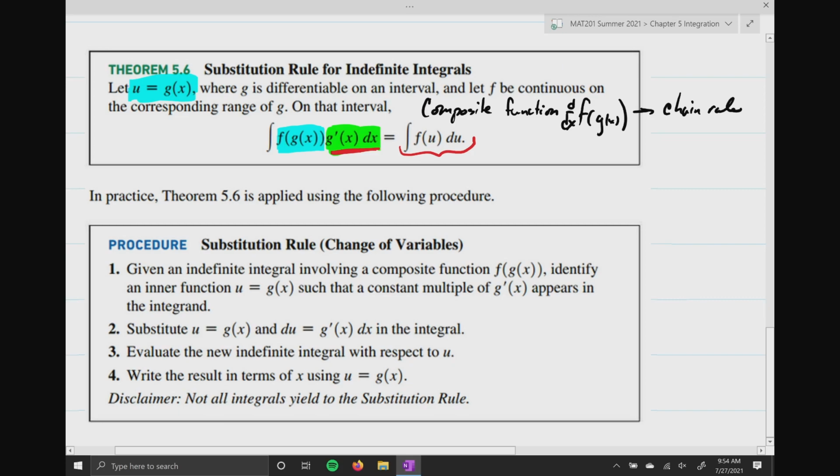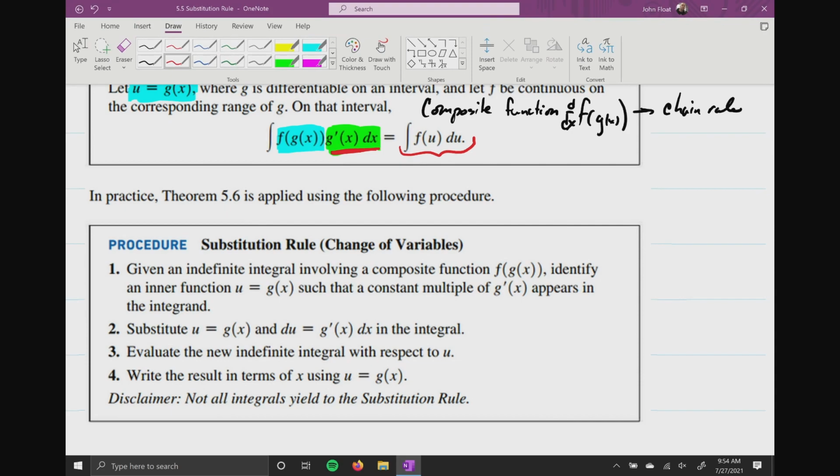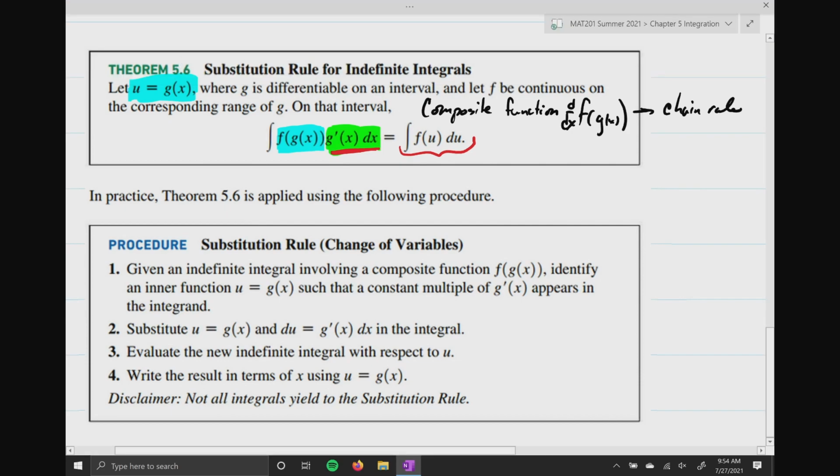Now, remember, you got to be able to do this. And I'm going to underline in red what I'm about to say. In order for you to use the substitution rule, you have to be able to put a check mark above both of those, meaning g of x and g prime of x has to be in your original problem. It has to be within the integrand in order for you to use U substitution. Okay? So let's go ahead and look at some examples.